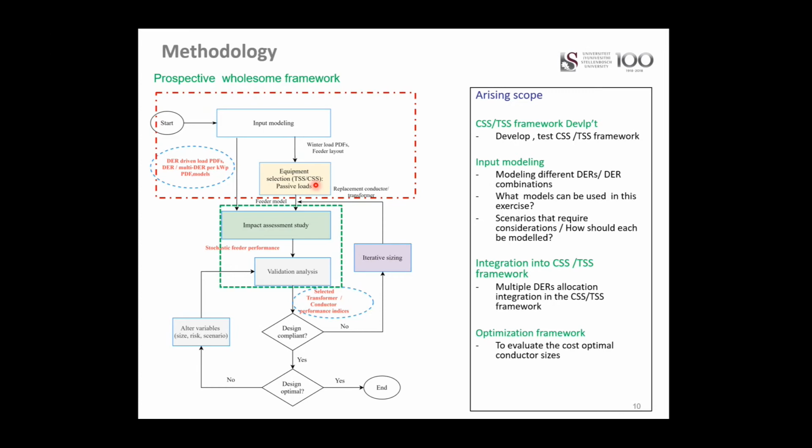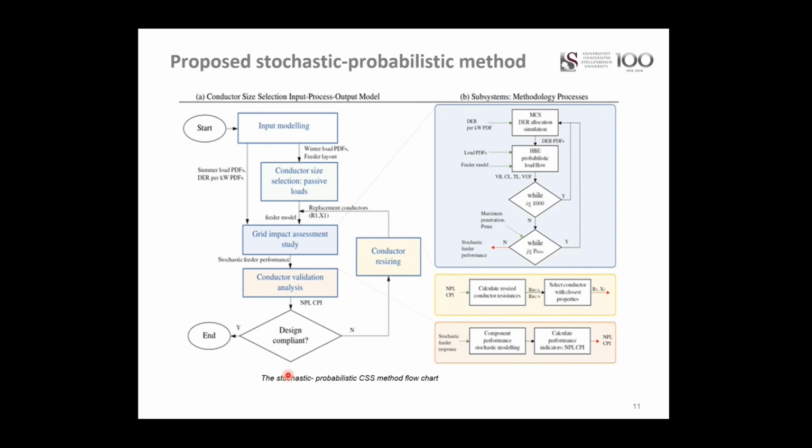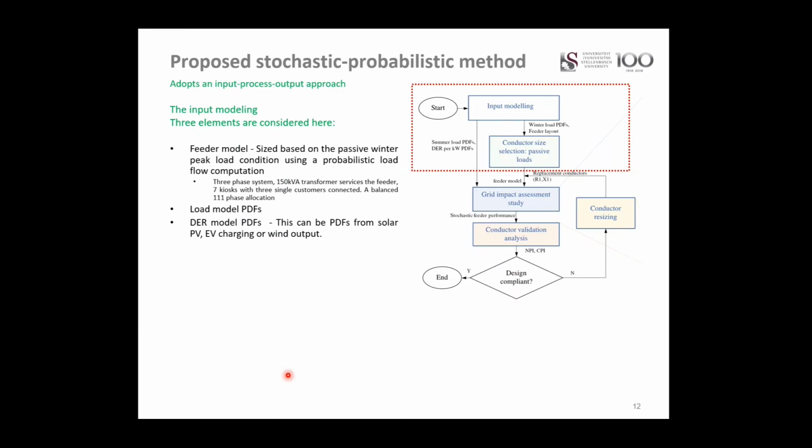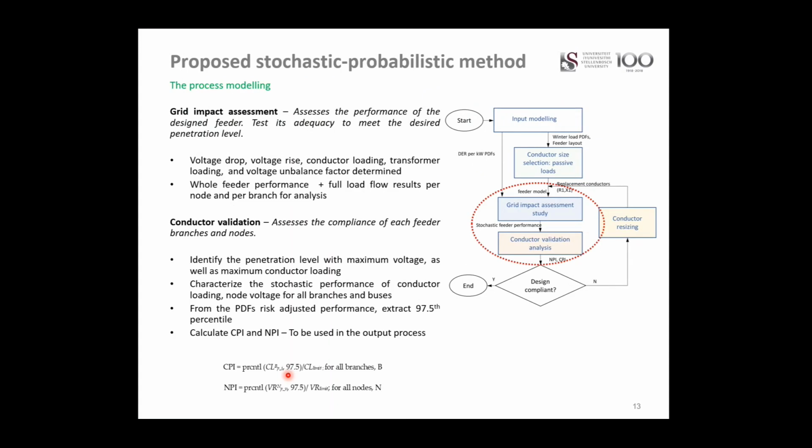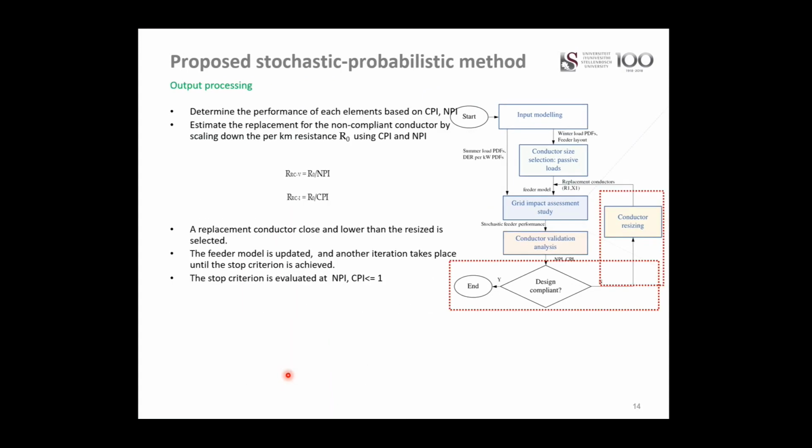Lastly, we have an optimization framework, which, as I've indicated, is the last part of our methodology. So I look at our case study. This is basically the way the method looks, but I'll move fast to how each segment works out. As I've said before, we adopt an input-process-output approach: the input modeling, then the process modeling, and lastly the output processing.